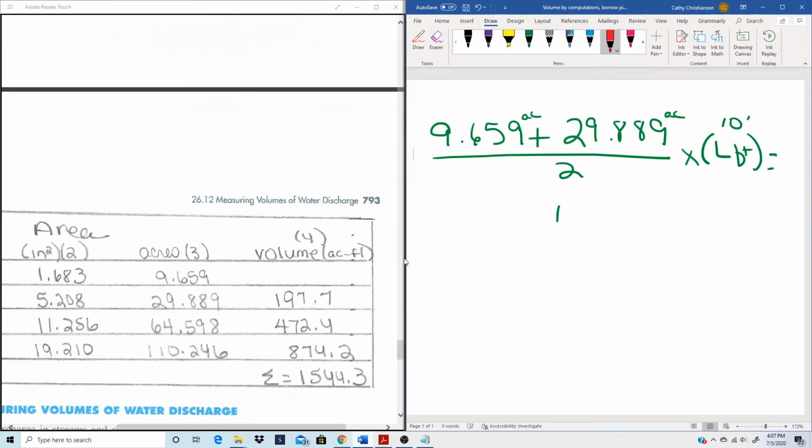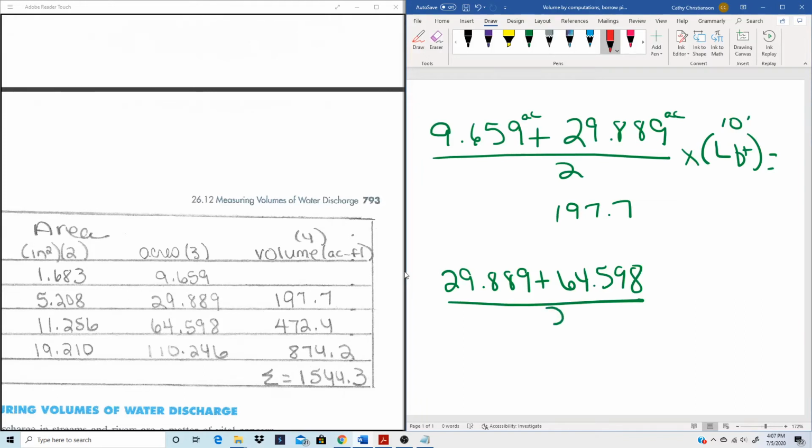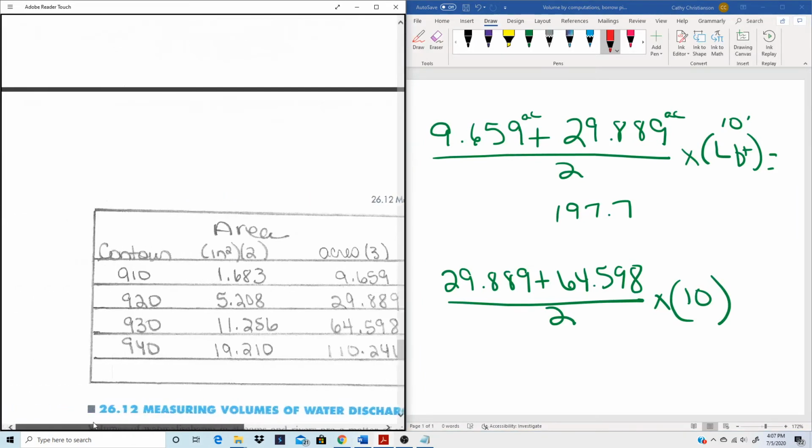Then my area would be 197.7. So then we'd come down and do the next two. So 29.889 plus 64.598 divided by 2, and it's times 10, because there's 10 feet between each of these contours. We've got a 910 to 920, a 920 to 930, and a 930 to 940. So just pay attention to your contour interval. And this one was 10 feet.